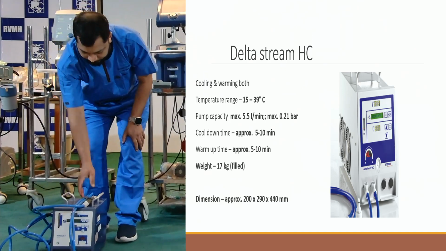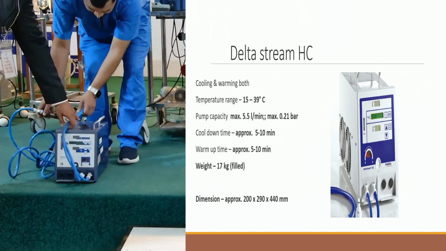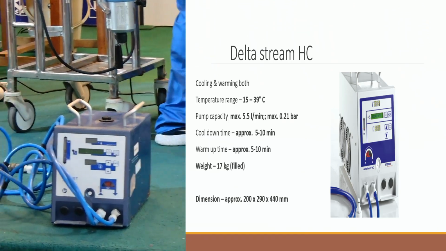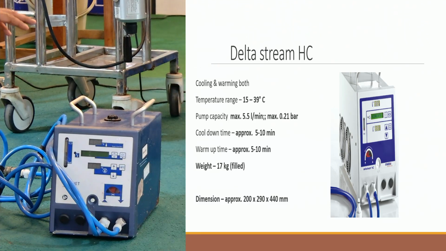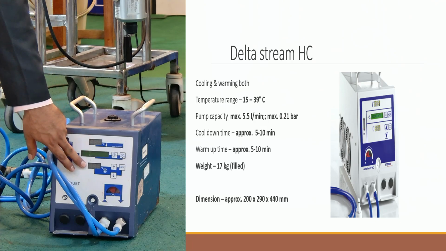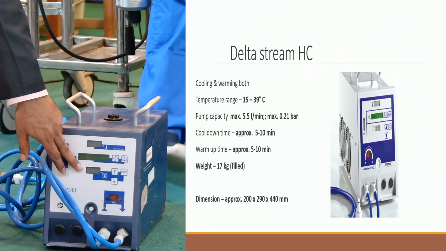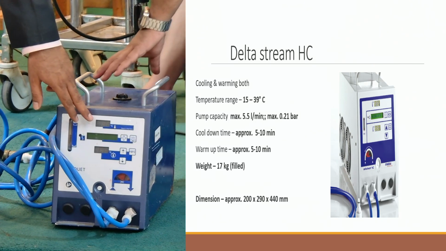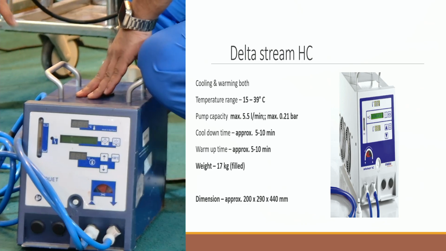So you can see the heater unit. There will be water in this. That water will get warmed up and it is going to circulate in the oxygenator. I'll show you where to connect in the oxygenator. You can see the two temperatures here. One is the set temperature, how much temperature you are setting, and one is the measured temperature, how much temperature there is when the blood comes back from the patient.